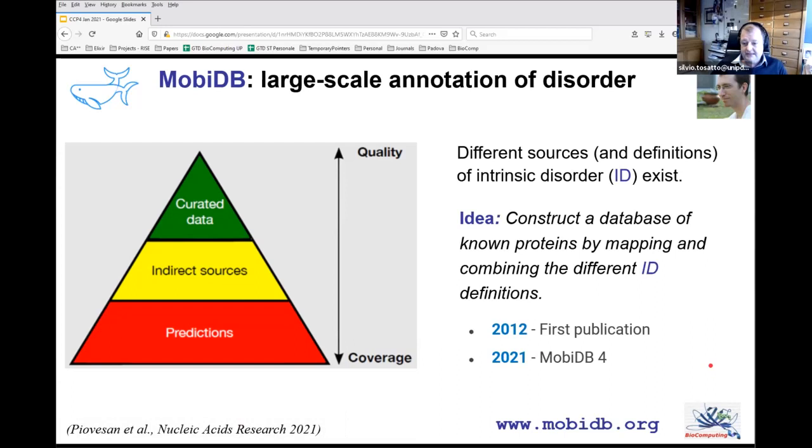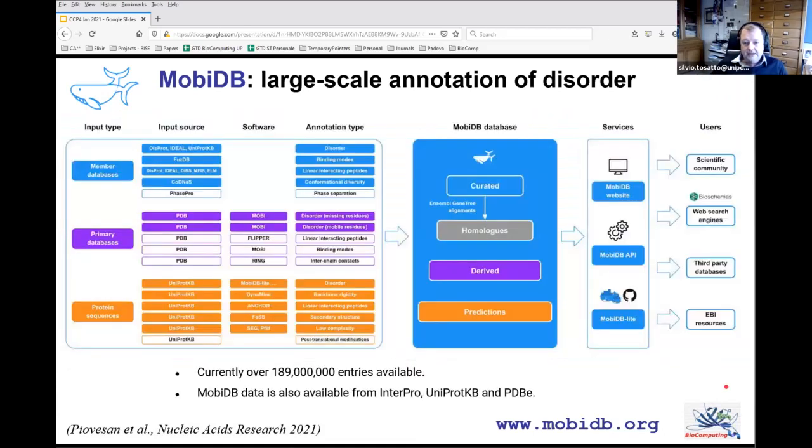MobiDB, I should also say, was first published in 2012 and was the work of a brilliant PhD student at that time, Tomás de Domenico. And we have continued to develop it and expand it. The latest version was just published in Nucleic Acids Research a couple of days ago. And by now it has become quite a complex setup, because MobiDB integrates a lot of different sources of information.